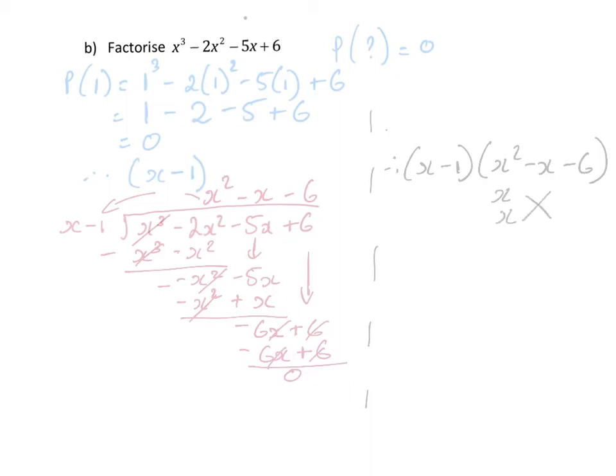Factors of minus 6, which give you minus 1. So minus 3 times positive 2 is minus 6. Minus 3 plus 2 is minus 1. So my linear factors here are x minus 1, x minus 3, x plus 2. And that is now fully factorised.